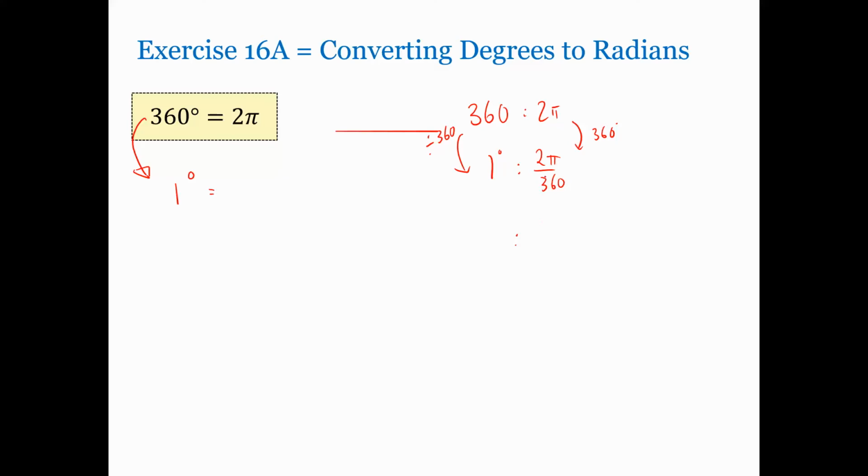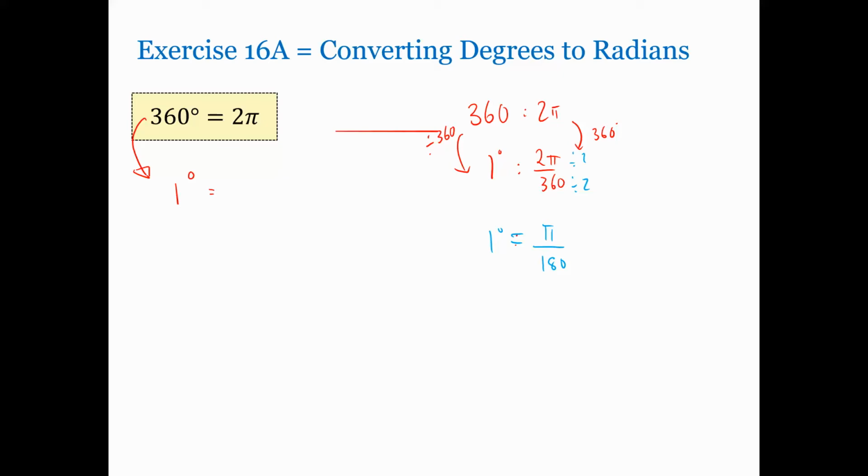Okay? So if you think about it, divide top and bottom by 2. I'm just doing fractions right now. That becomes pi, and 360 divided by 2 is 180. What I'm saying is 1 degree is equivalent to pi on 180.